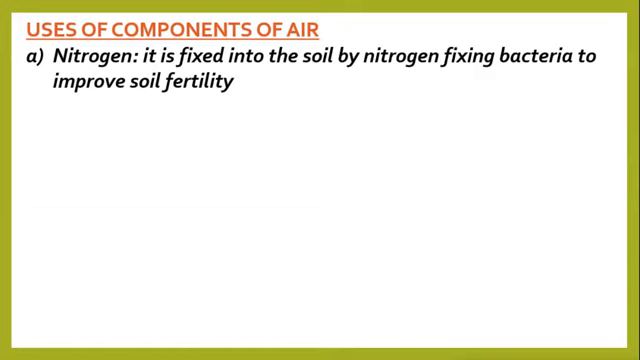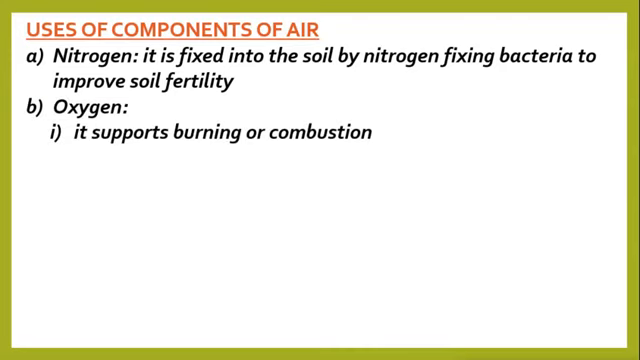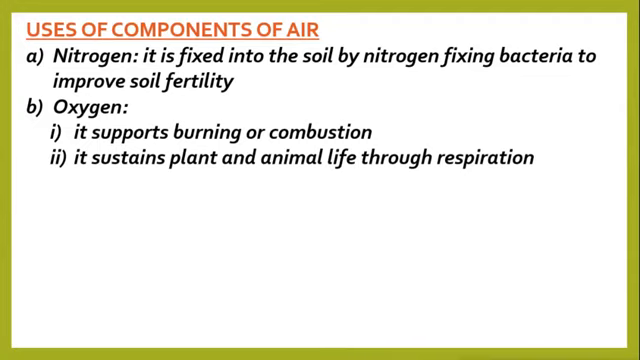Now let's check out oxygen. Of course, oxygen has a number of functions of importance. One, oxygen helps support burning, or what we call combustion. Without oxygen, burning will never take place. Let's take note of that. Apart from that, oxygen also sustains plant and animal life through respiration. So, according to aerobic respiration, plants or animals take in oxygen to produce what? Energy.